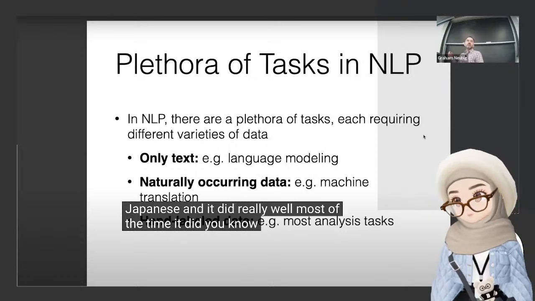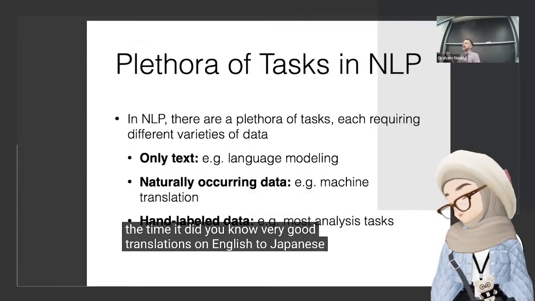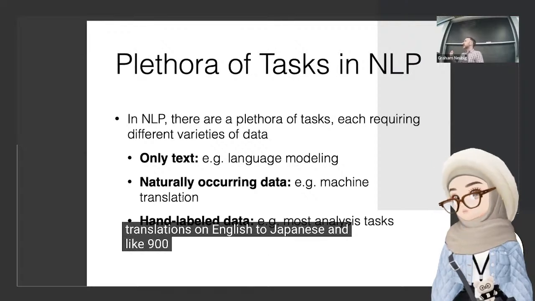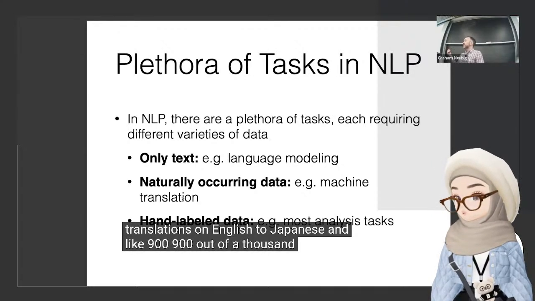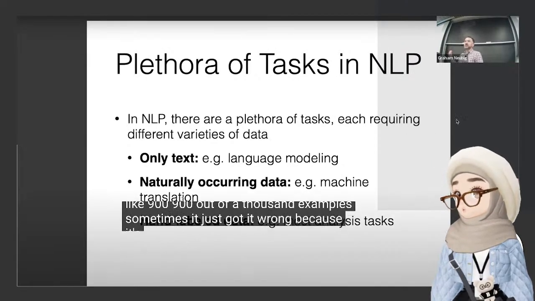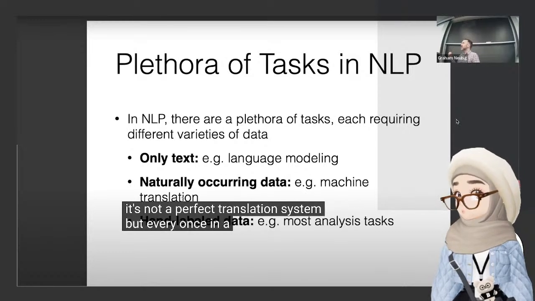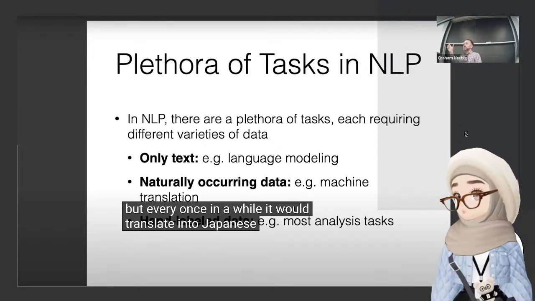It did very good translations on English to Japanese in like 900 out of the 1,000 examples. Sometimes it just got it wrong because it's not a perfect translation system, but every once in a while it would translate into Japanese, which is.